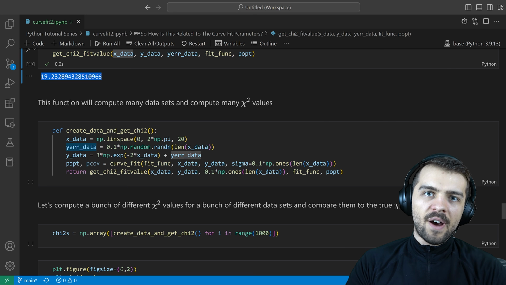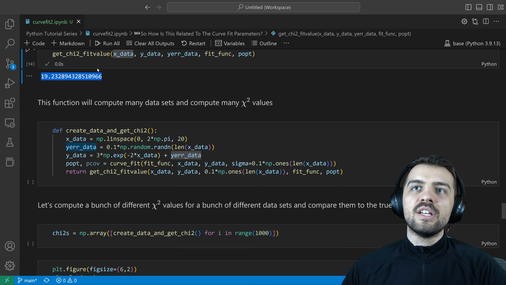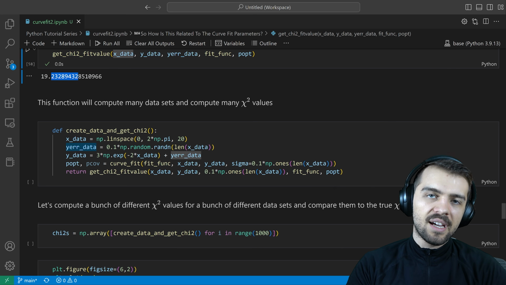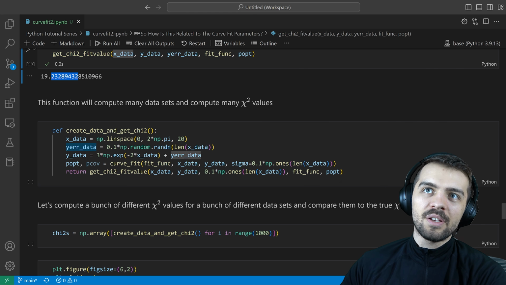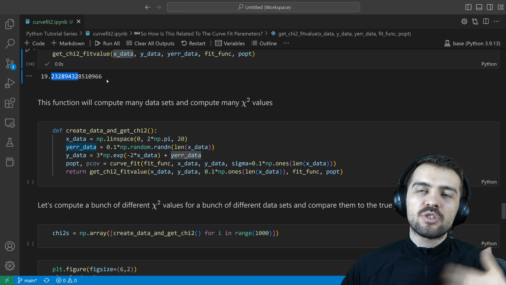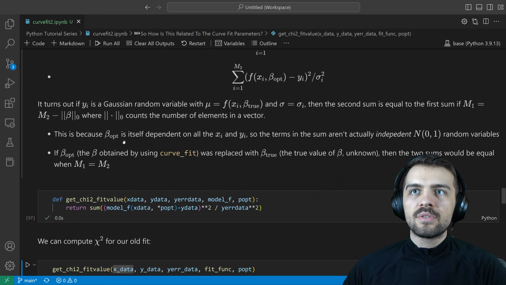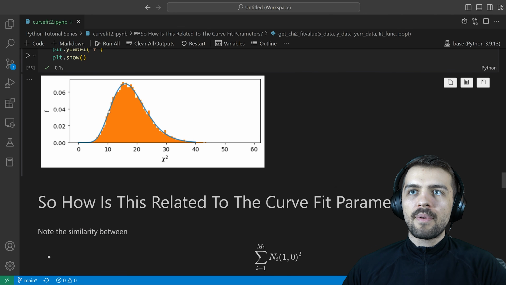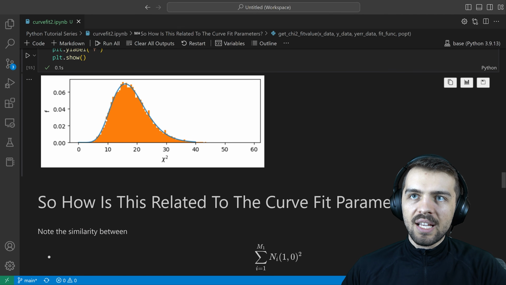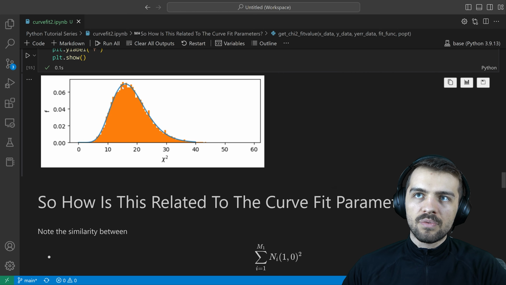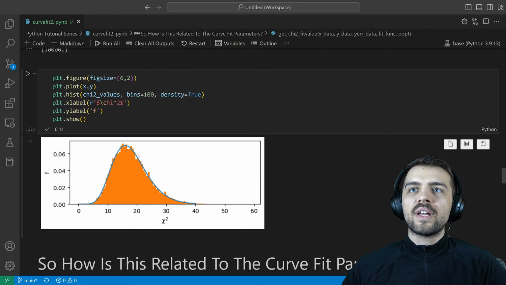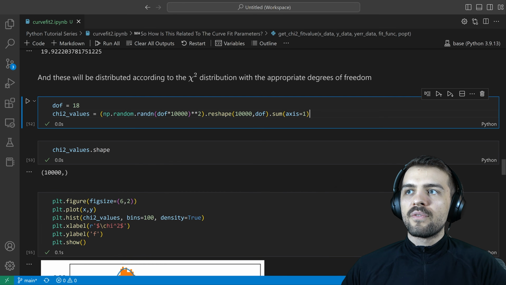Now the idea is that if I measure a new set of data, I'll get a new chi-squared value, and another new set of data, I'll get another new chi-squared value. And if I do that over and over and keep measuring data sets and keep getting chi-squared values, and I make a histogram of those, I claim they'll be equal to the chi-squared distribution with 18 degrees of freedom, which is this blue curve here. Sort of like how I drew these values here from this experiment.